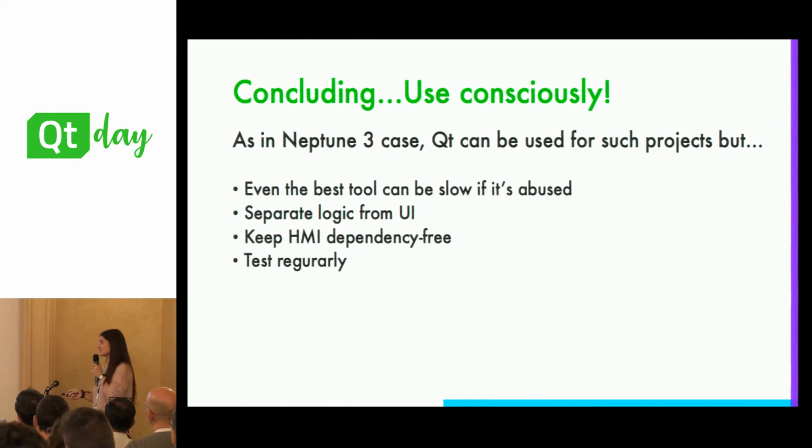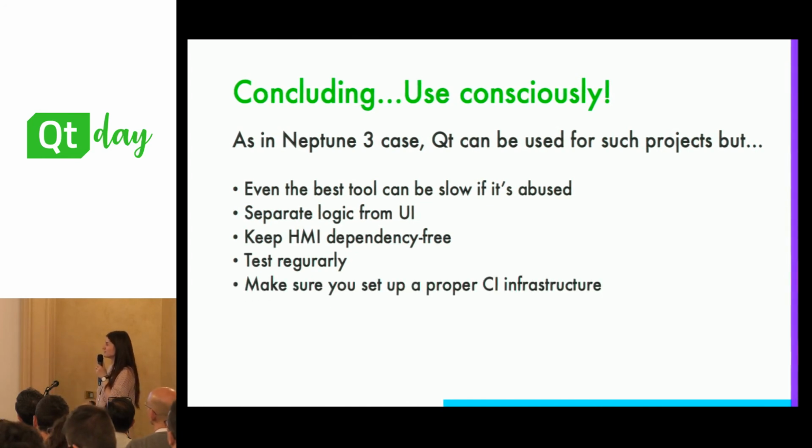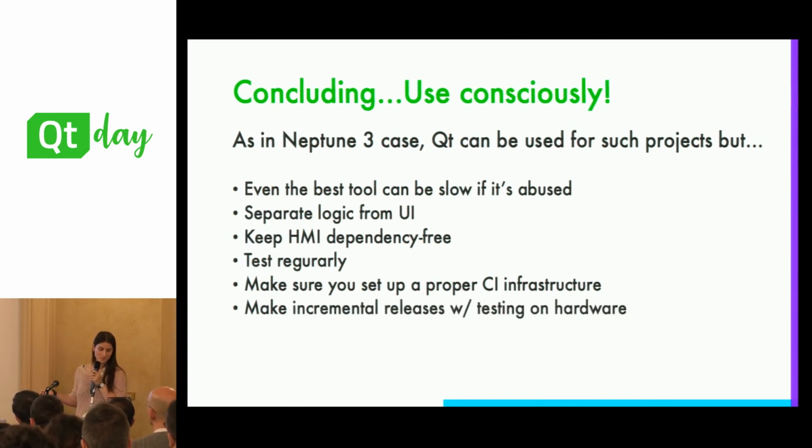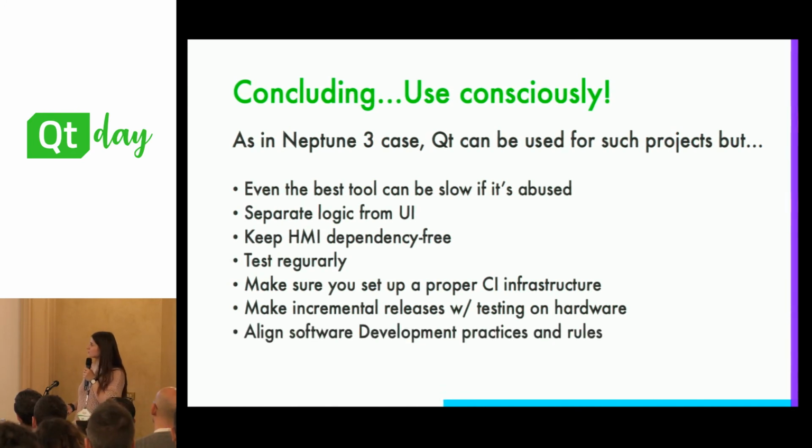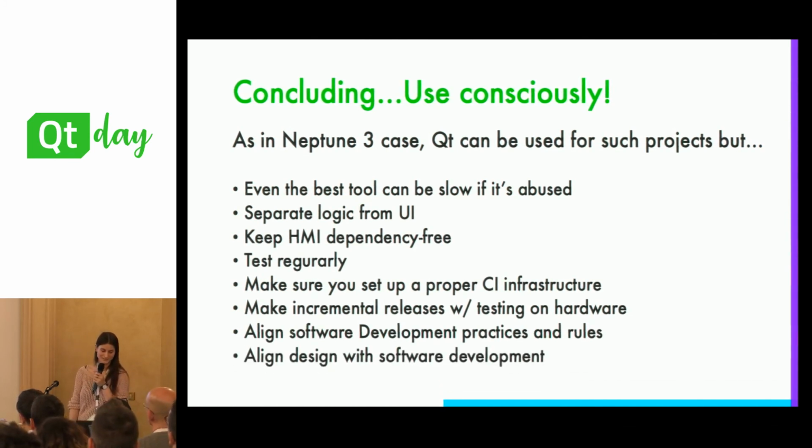We have to test regularly and make sure that we set up a proper continuous integration infrastructure, so that if we miss testing something, it does it for us. And it's nice that we do incremental releases with regular testing on the actual hardware. And also align software development practices and rules, and most important, align design with software development.